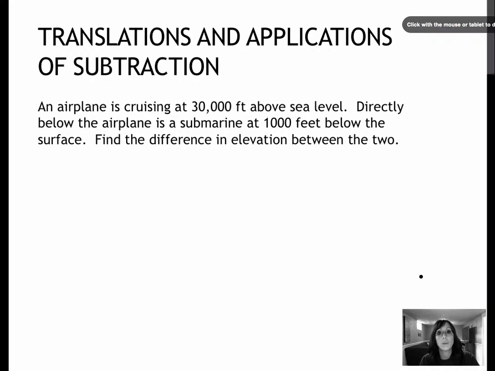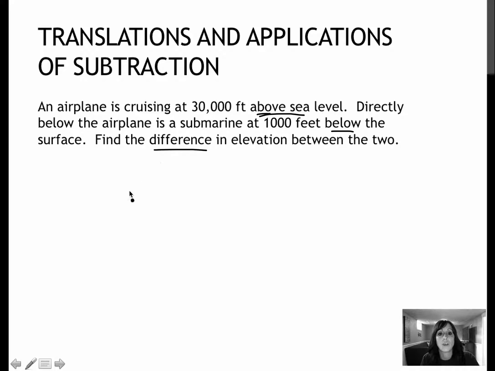Here's one a little bit more difficult because we're dealing with a story problem. So if we have an airplane cruising at 30,000 feet above sea level, the keyword there is above, meaning that 30,000 is going to be positive. And then directly below the airplane is the submarine at 1,000 feet below sea level, or below the surface, and we're finding the difference in elevation.